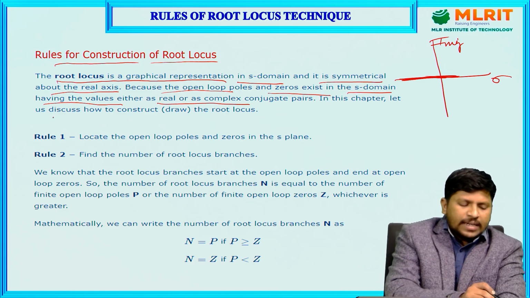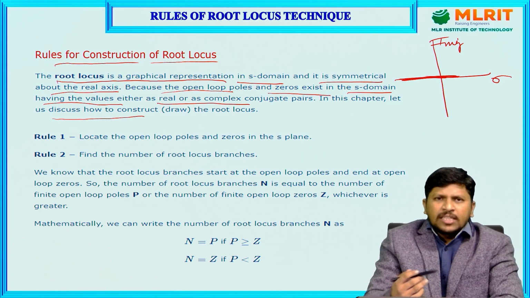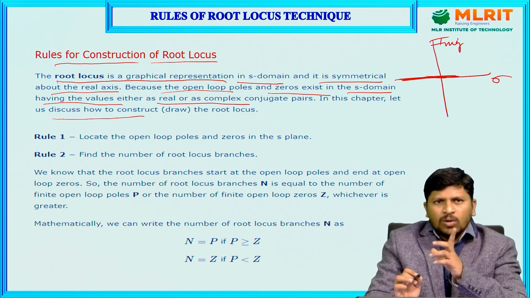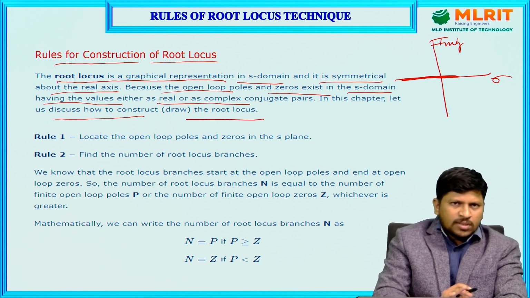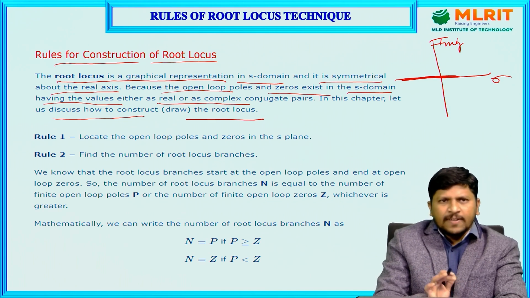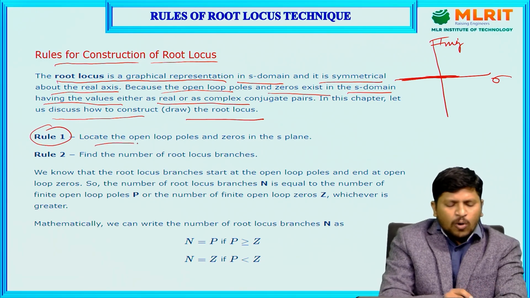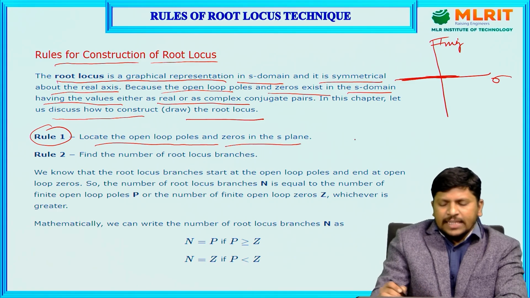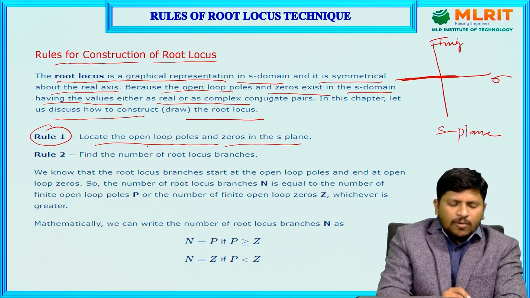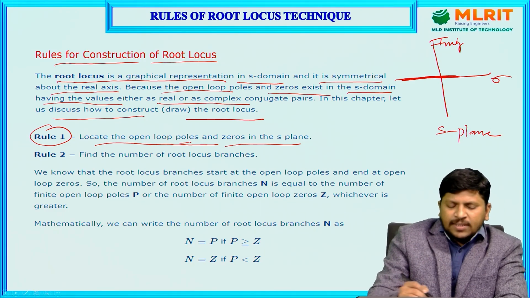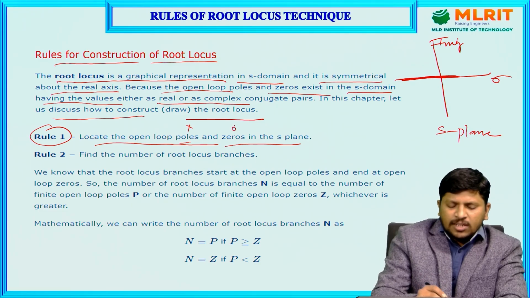In this chapter, we are going to construct or draw the root locus by applying some rules. The first rule: we locate the open loop poles and zeros on the S plane. For example, I consider this S plane. Locate the open loop poles and zeros. Poles are represented by a small cross mark and zeros by a small circle.